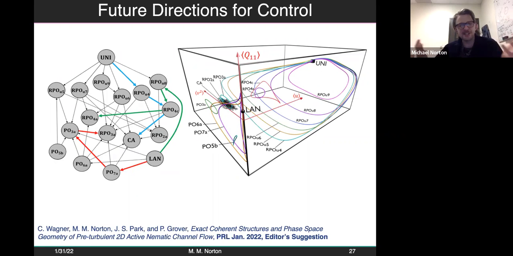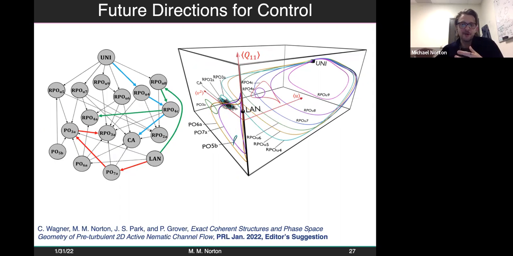What's interesting about it is that there are attractors, but a lot of these coherent flows that I was showing on the previous slide are high dimensional saddle points. They have some attracting directions and then a few repelling directions. And control in this context gets really interesting.